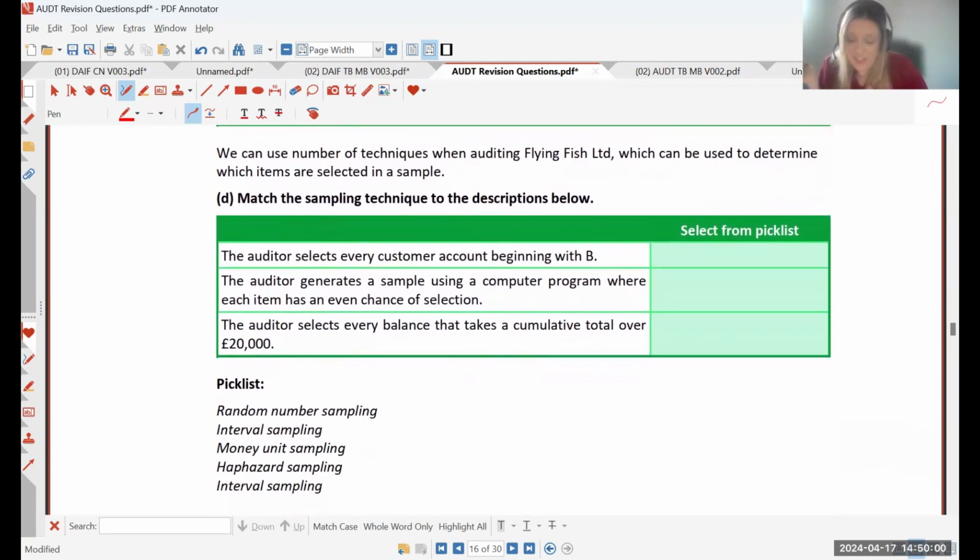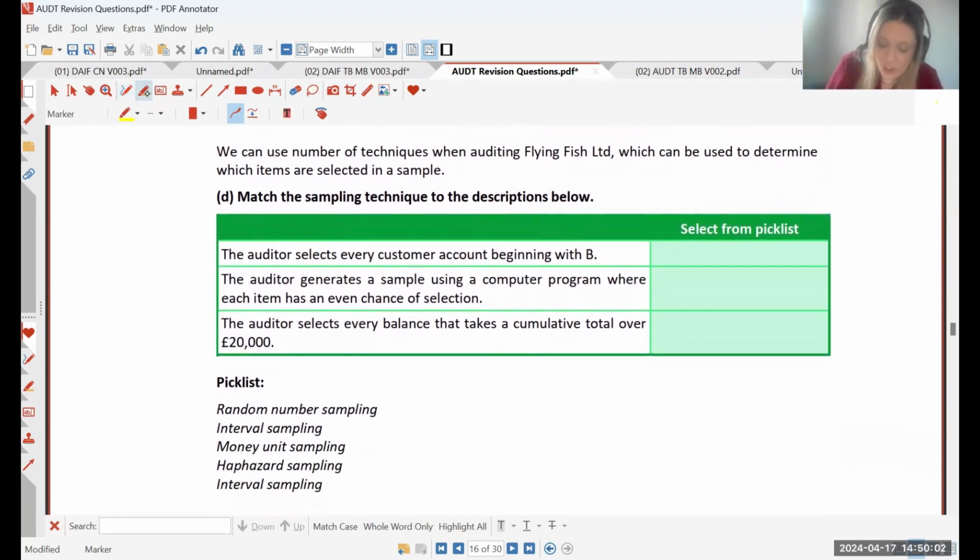And the last little question then is about sampling. So it says we can use a number of techniques when auditing Flying Fish Limited, which can be used to determine which items are selected in a sample. Match the sampling technique to the descriptions below. So we've got our random number sampling, interval sampling, money unit, haphazard, and it says interval again. Okay, it's always nice when there's a pick list. So let's have a look. Match the sampling technique to the description.